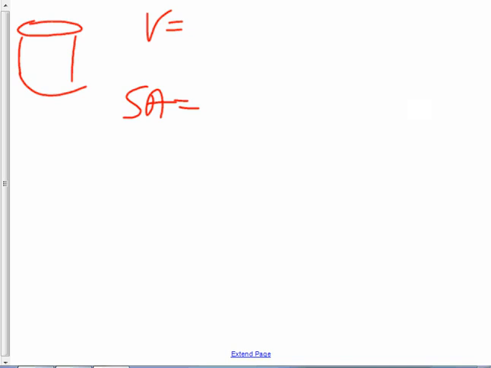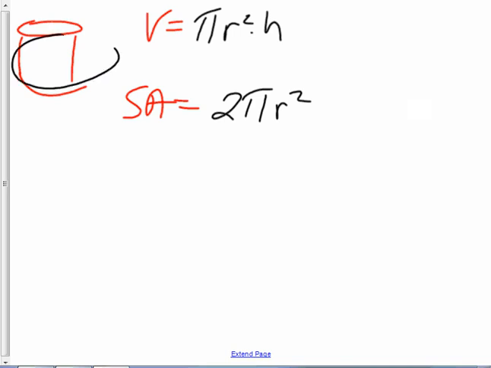Okay. Pi r squared is a good start. That's the circle on the can. What am I not factoring in yet? Height. Pi r squared times height. Surface area, the area of all the surfaces on a can. Would you agree there are two circles and hence 2 pi r squared? Plus there's the other part, the part that goes around the can here.